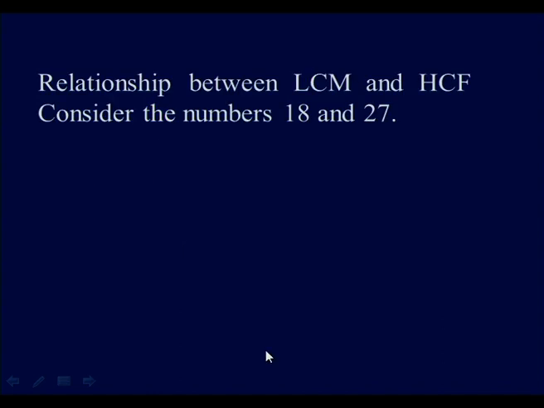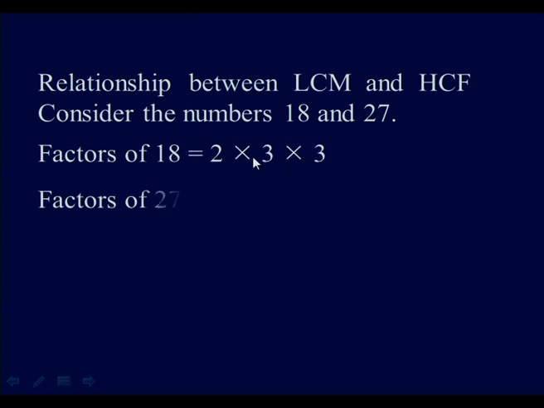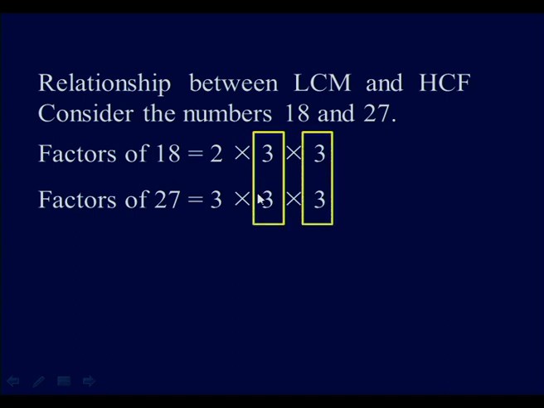Now, the relationship between LCM and HCF. Consider the numbers 18 and 27. Factors of 18 are 2 into 3 into 3. Next, factors of 27 are 3 into 3 into 3. Now, what are the common factors in these two cases? 3 and 3 are common factors. So, let us find the LCM and HCF.